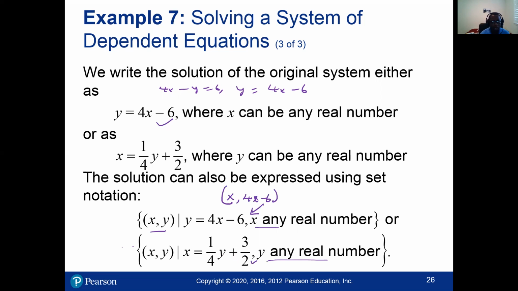And for the other one, we know x is 1/4y plus 3/2, comma, and then y. So these are all ordered pairs, which would generate all the solutions on the line.